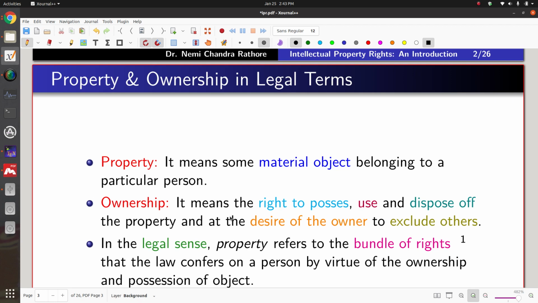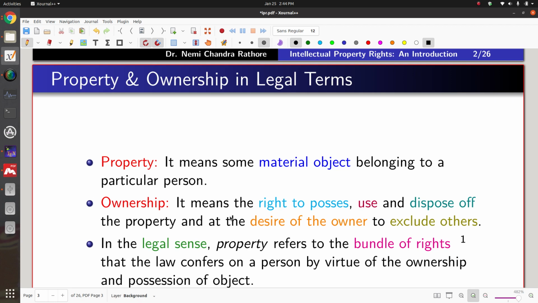Flat, house, maybe some machine, maybe some animal, all these will be considered as property. Okay, these are some examples, not the complete list of things or objects that are considered as property. Okay, now whenever we talk about property, there is always an associated thing with that property called ownership. Okay, and so what does it mean? Ownership means the right to possess, use and dispose of.